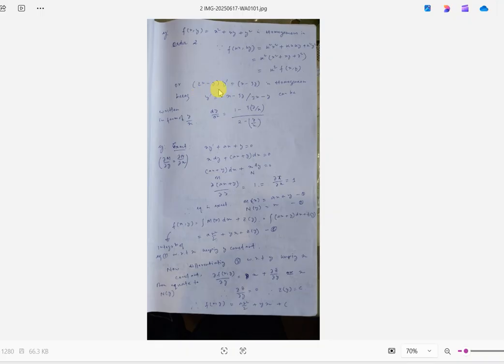Or 2x minus y, y prime or y dash is equal to x minus 3y. This is homogeneous. How will we know this is homogeneous?